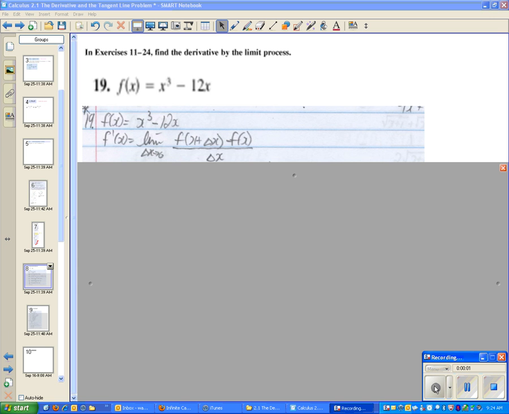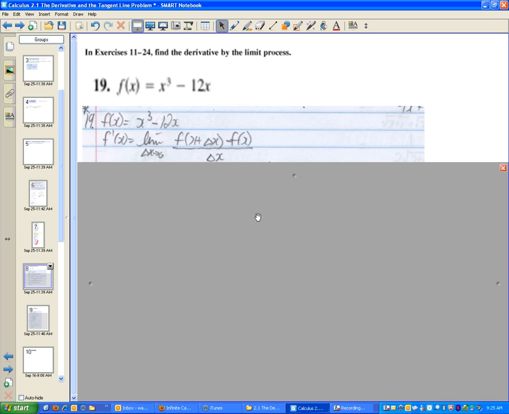The directions for number 19 say find the derivative by the limit process. I wish the directions said find the derivative by using the definition of derivative. Okay, so that's what they mean by the limit process, using the definition of derivative. All right, so let's go through this one.